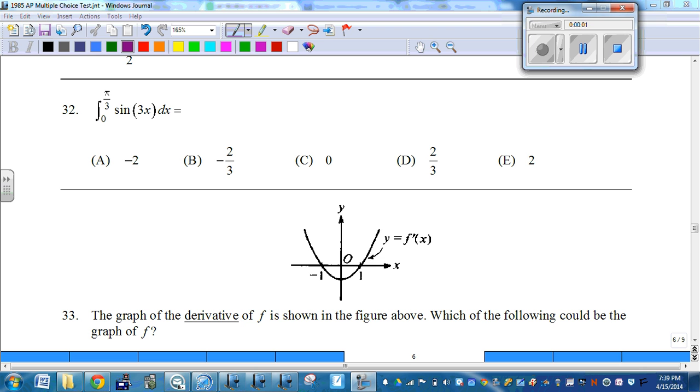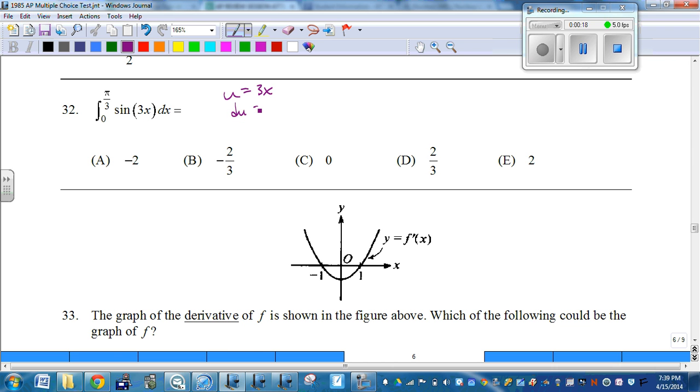Alright, for 32, this is a basic one everybody should get, but only half the people did. Just regular u substitution. u equals 3x. We can't do the antiderivative of sine of 3x. There's something inside there other than x. We need to use u substitution.